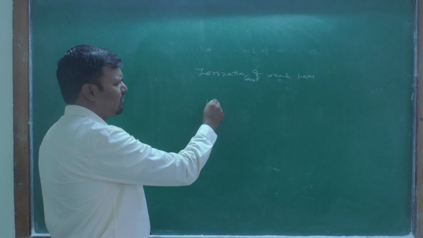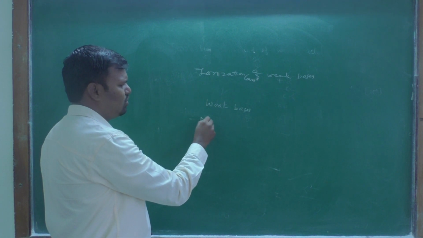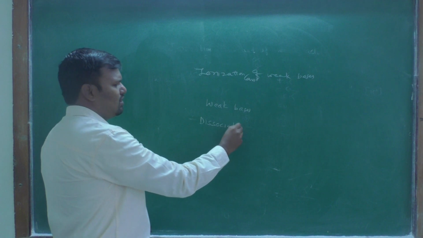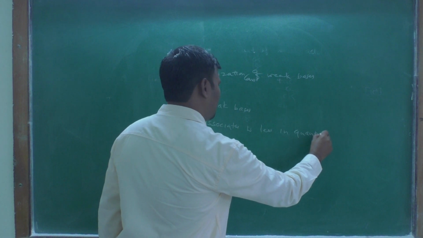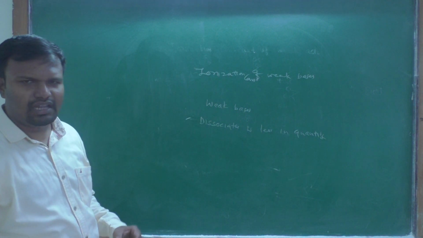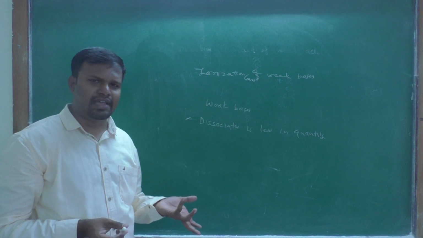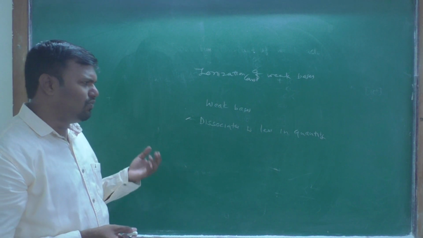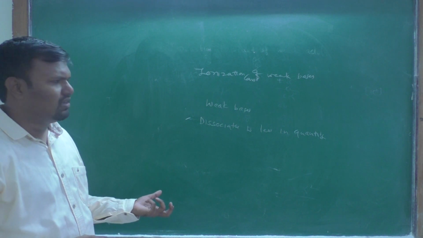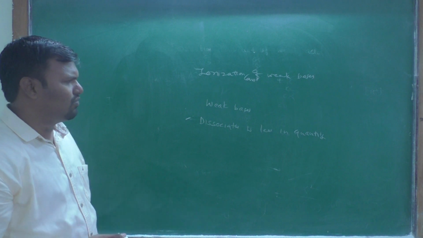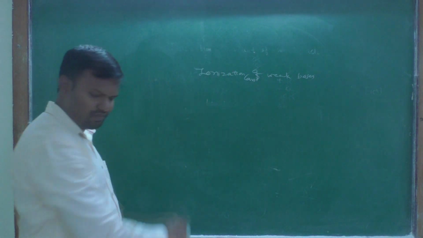Now, weak base means a base which dissociates in a small quantity. Just like the strong electrolyte and the weak electrolyte, where a weak electrolyte gives fewer ions, a weak base gives a smaller amount of OH minus ions. Therefore, we consider a common example of a weak base.